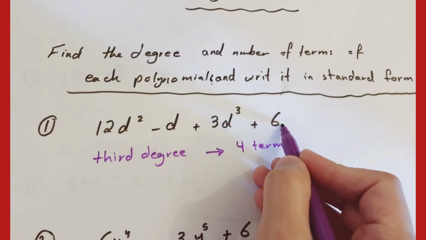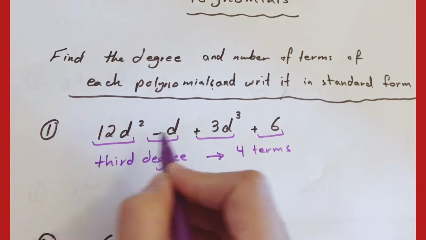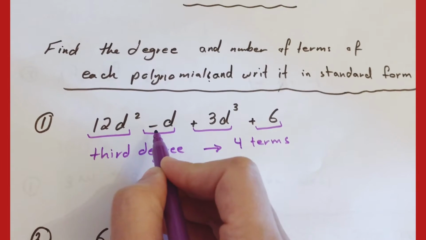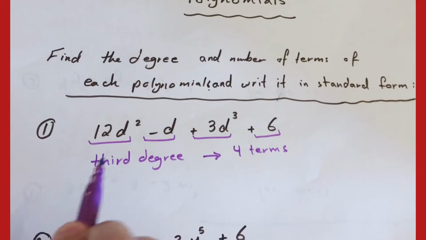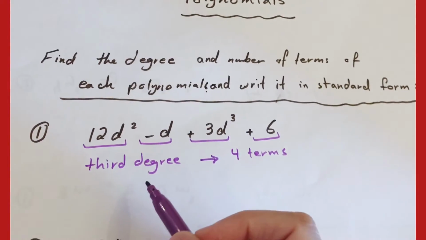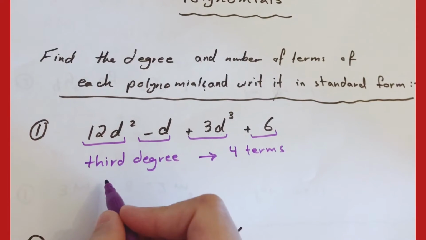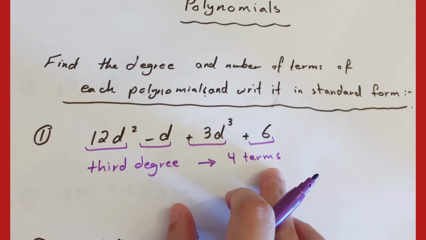1, 2, this is a term, and this is a term, and this is a term. Don't forget to take the operation with the letter or with the term. Okay, the operation before the term goes with the term. So it is 3rd degree with 4 terms.